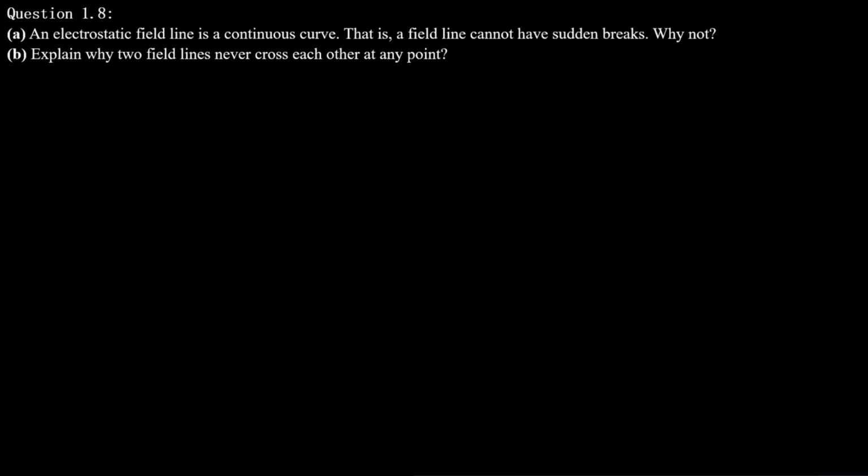Now next one. An electrostatic field line is a continuous curve, that is, field lines cannot have sudden breaks. Why not? And explain why two field lines will never cross each other at any point. So the first part, an electrostatic field line is a continuous curve, that we already know as a property, but they are asking why field lines cannot have sudden breaks. So suppose we say there are breaks, what will happen in that situation?